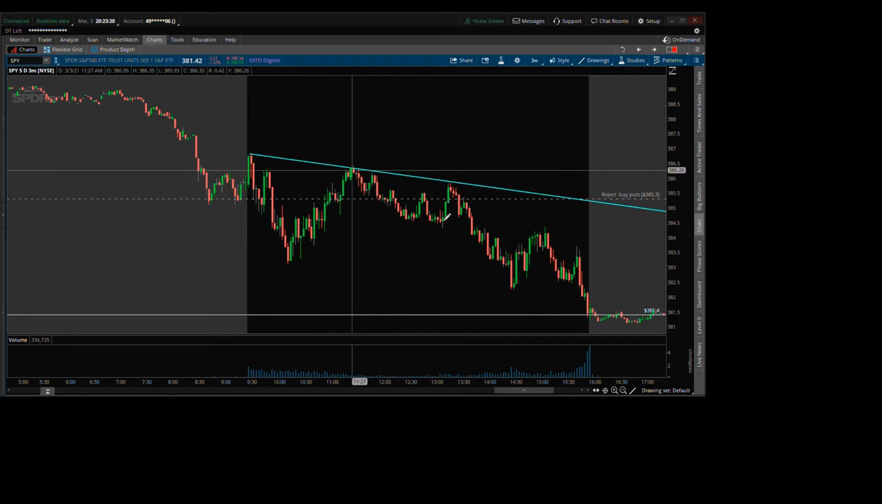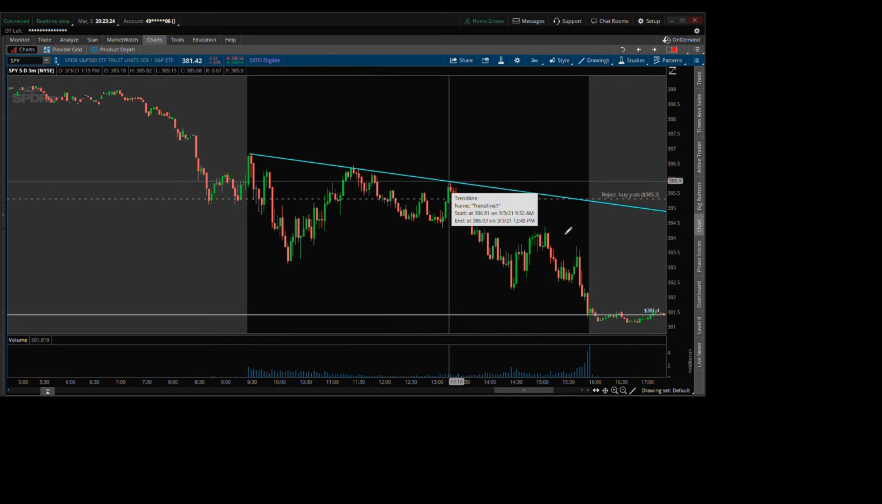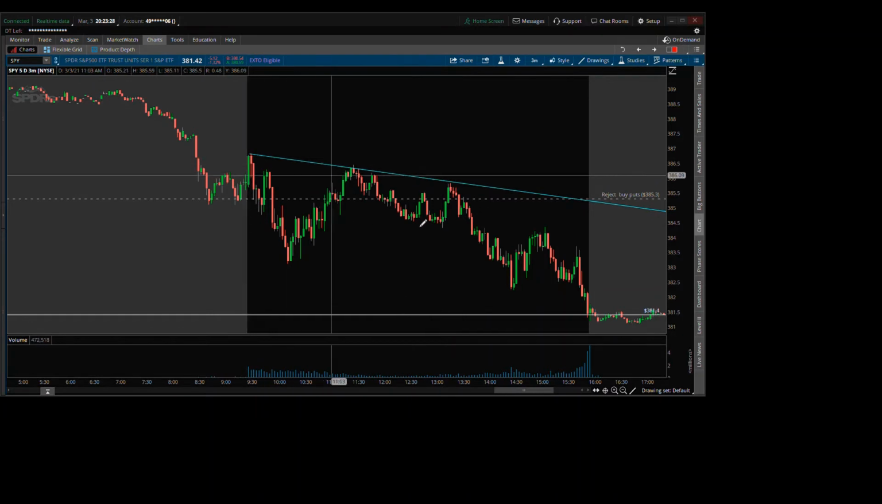So I wait for price to come up here, and then I'll be expecting a rejection as it does lower highs. So as it does lower highs, I'll expect a rejection here. Notice we see these green candles, a strength, and then we see these small red ones would be good.